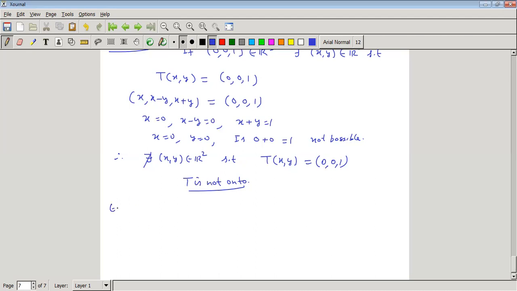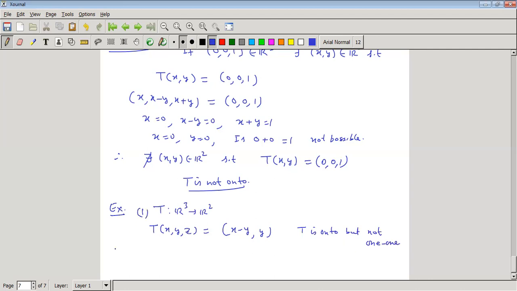So, an exercise for all of you, try. T is a linear transformation from R3 to R2 defined by T of x, y, z equal to x minus y comma y. What we have to do is show that T is onto but not 1-1.